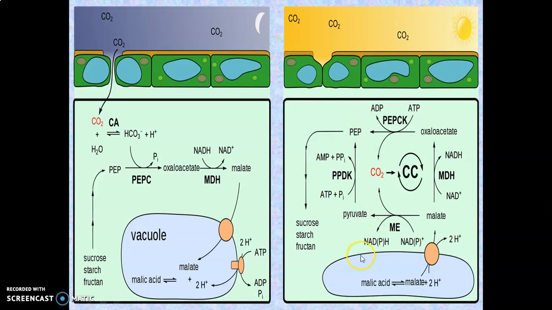So overall, the CAM pathway takes place in plants in desert conditions, particularly in cactus, euphorbia, and pineapples. All these plants are called CAM plants.